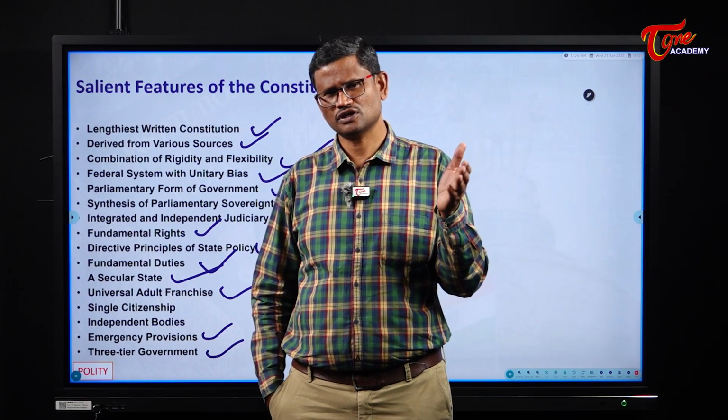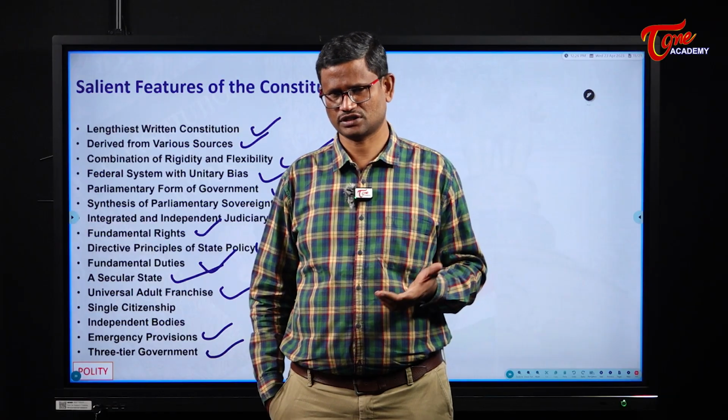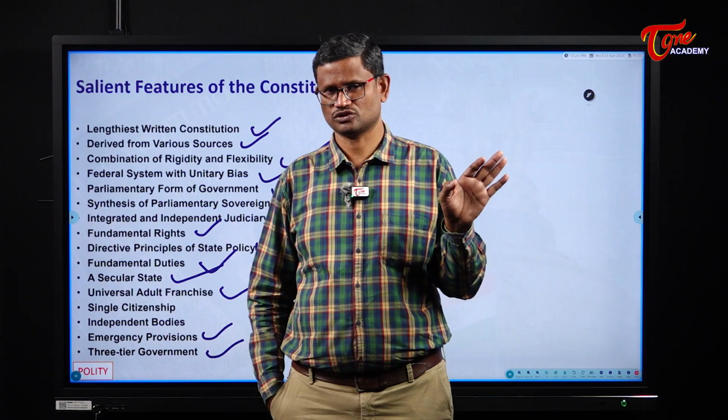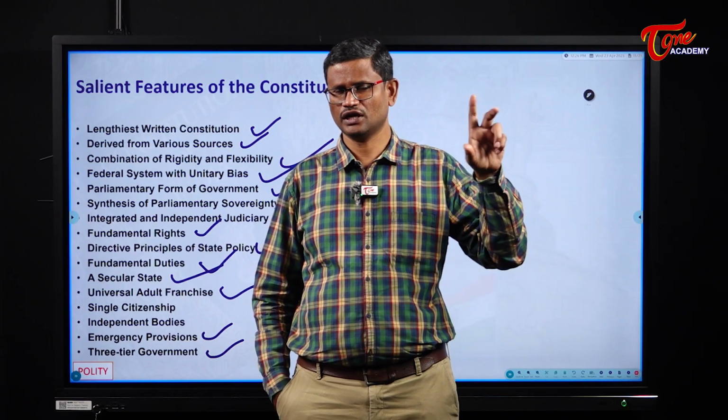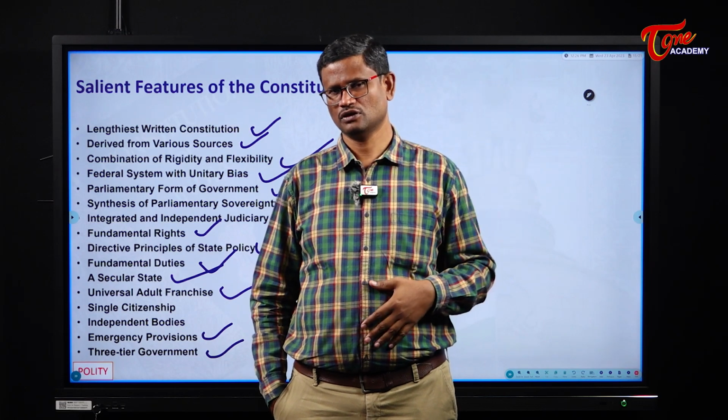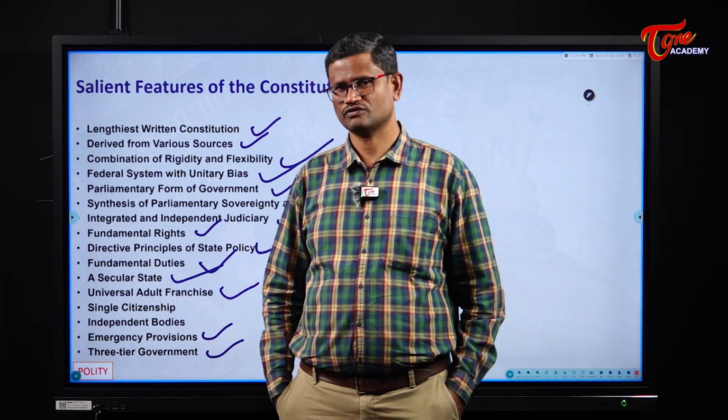Then India is also a socialist nation state, which means achieving an equal society is one of the goals of the Indian Constitution, which is laid down in the preamble. So India is a secular, socialist, democratic republic. That's about the salient features of the Indian Constitution.